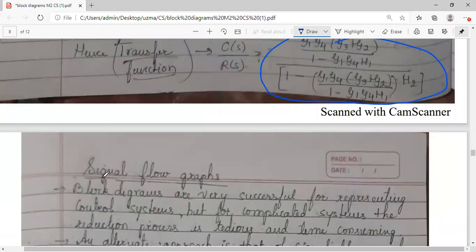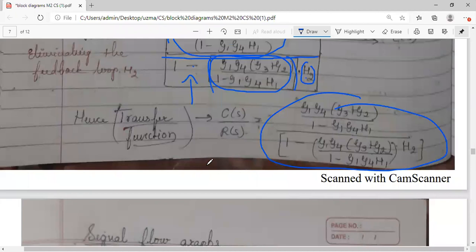Coming to the next, that is signal flow graphs. I'll just give you the introduction. What are these signal flow graphs? And then we can continue. Whatever block diagrams we have just now seen, closed loop system, we have seen how to find the transfer function. For multiple input, multiple output, how to find the transfer function we have seen. And one simple example we have taken, how to reduce the block diagram.